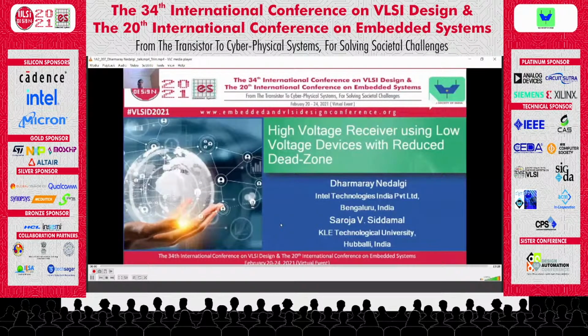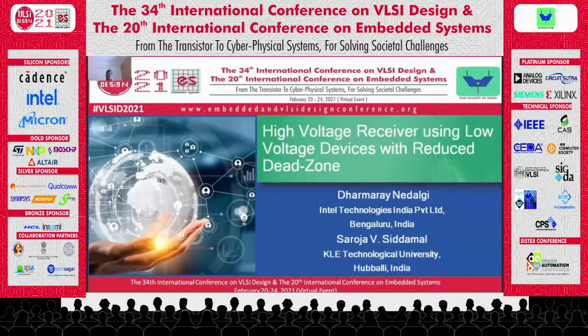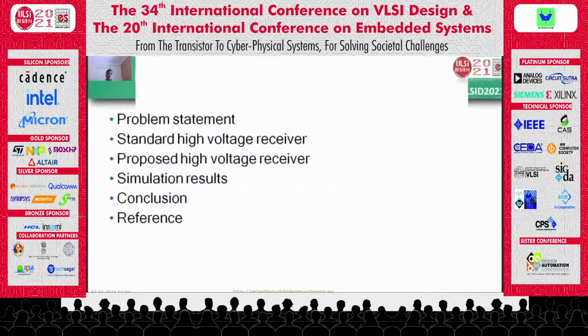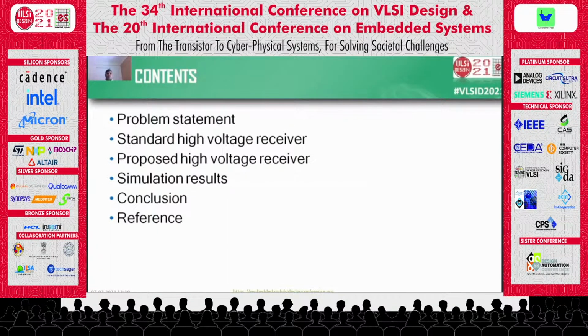Hello to everyone watching the presentation. My name is Dharmarai Nedalgi. I work with Intel Technologies India Private Limited in Bangalore. In this presentation, we cover a high voltage receiver using low voltage devices with a reduced dead zone. In the content, we cover first the problem statement, then the standard existing high voltage receiver, then the proposed design change and the simulation results, and then conclude the presentation.